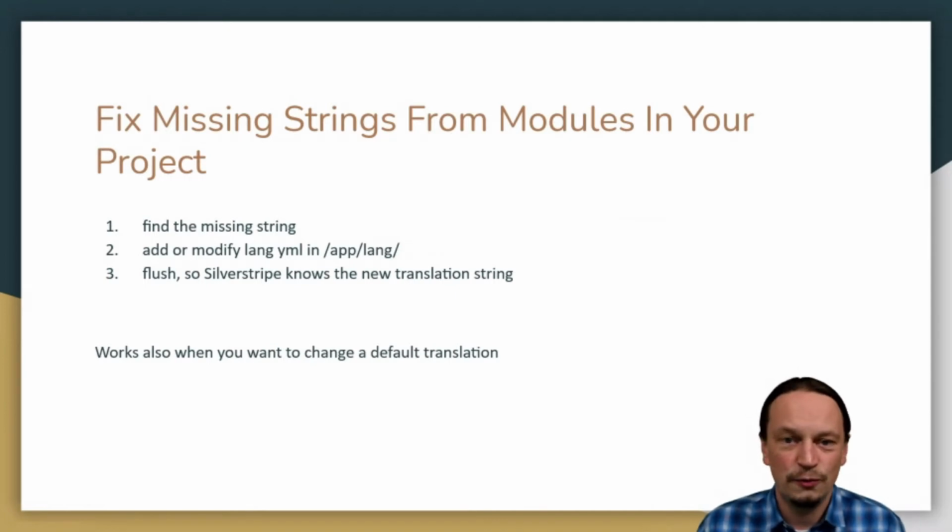So you need to find the missing string somehow in the templates or in the code. And when you know the key, you can just add it to your own language file, then flush, so Silverstripe knows the new translation strings and flushes its cache, and you are done. But when you are done and you translated it for yourself, please make a pull request and give it back to the community so others can also use this. Thank you.